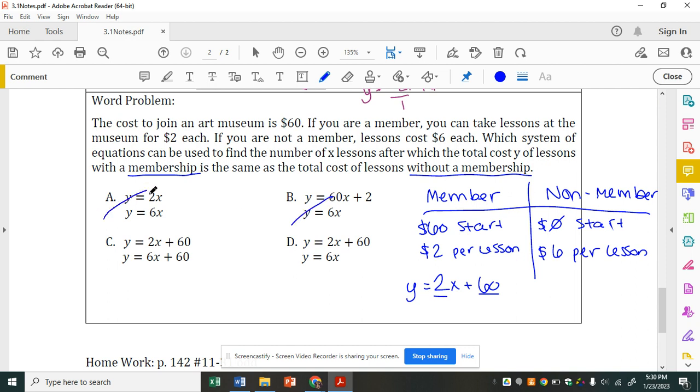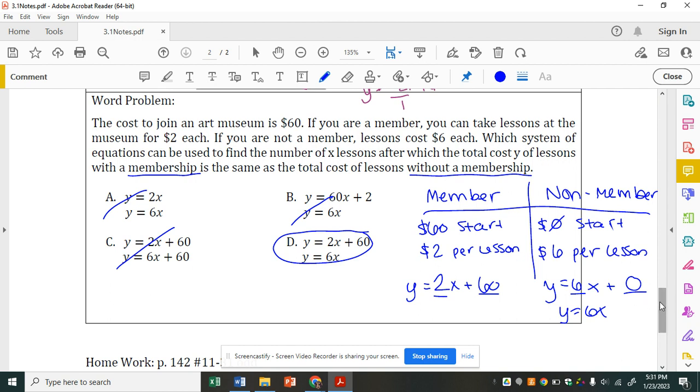That means this one and this one are out. I still need to write an equation for the non-member. Okay? Again, I'd have y equals mx plus b. Again, b is our starting point. It's what we would pay that one time, right? But we're not paying anything to start with, right? There's 0 there. There's no starting fee. But we'd still have to pay $6 per lesson. And we had said x is the number of lessons you would take. Okay? So in this case, I have y equals 6x plus 0. That's the same as saying just y equals 6x. That cancels out C. That means D is my only option here.